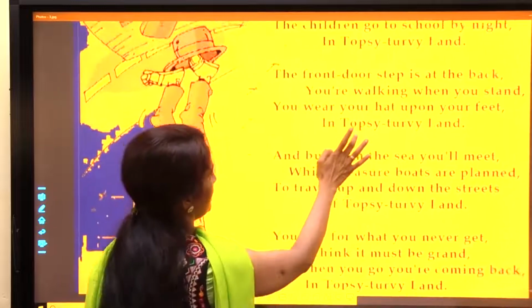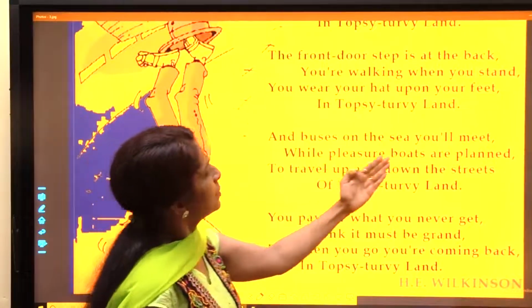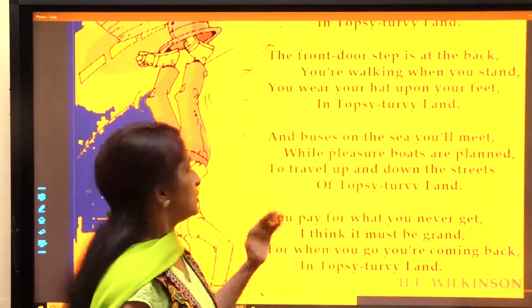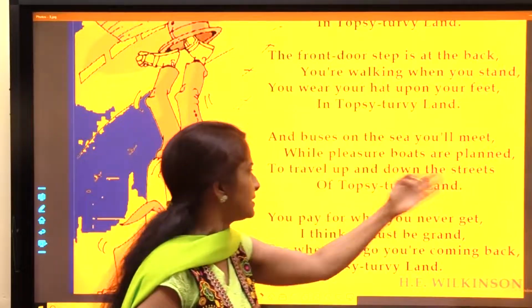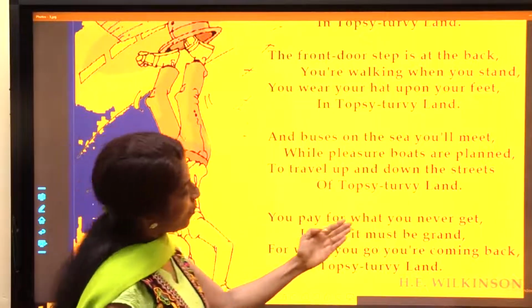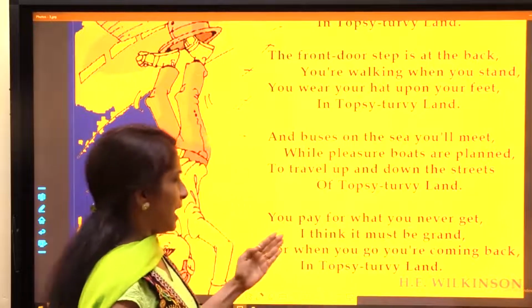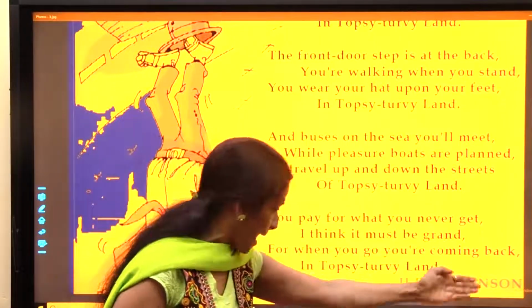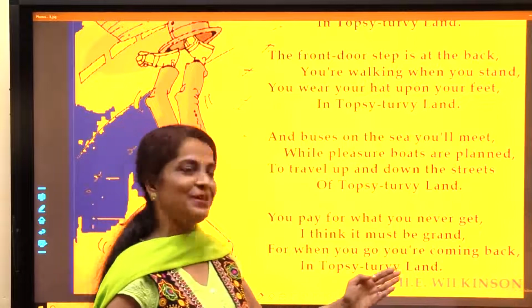On to the third stanza. And buses on the sea you'll meet, while pleasure boats are planned to travel up and down the streets of Topsy-turvy land. You pay for what you never get. I think it must be grand. For when you go, you're coming back in Topsy-turvy land.